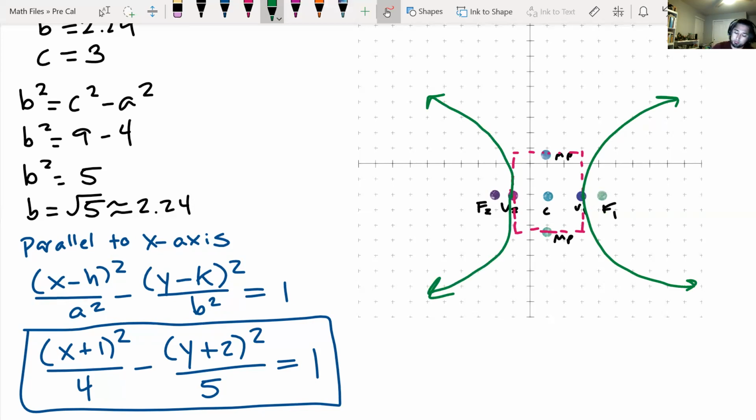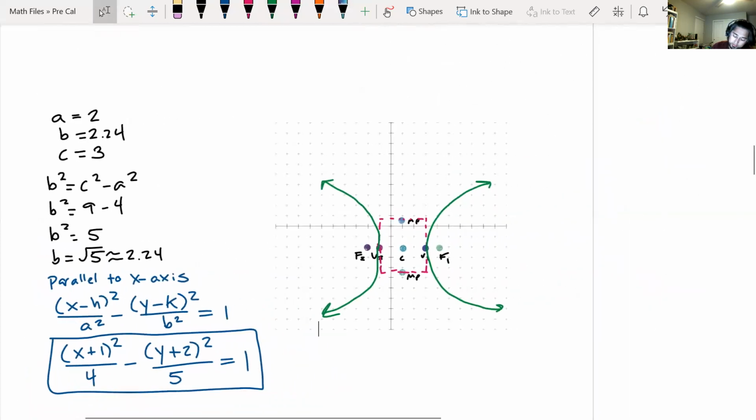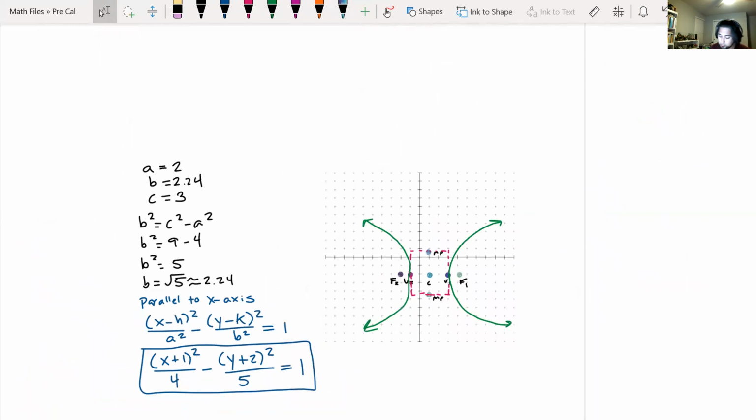So same concept we had with the 11.2. It's just you have two parabolas now, basically. Exactly. All right. So we have all of our components. Let's go ahead and label everything we have, and let's go ahead and find those asymptotes.